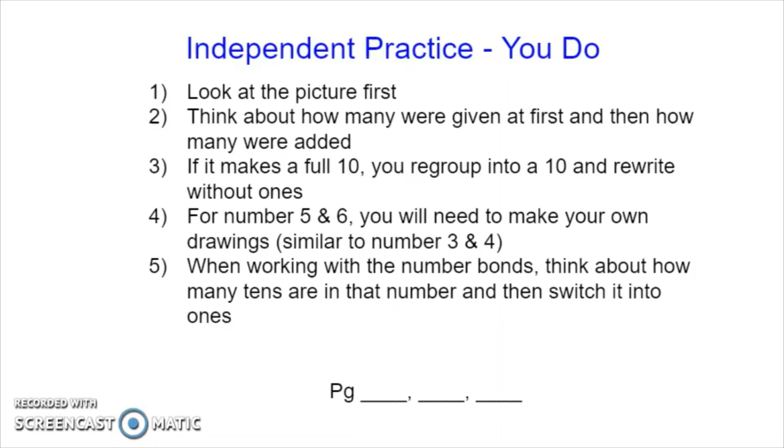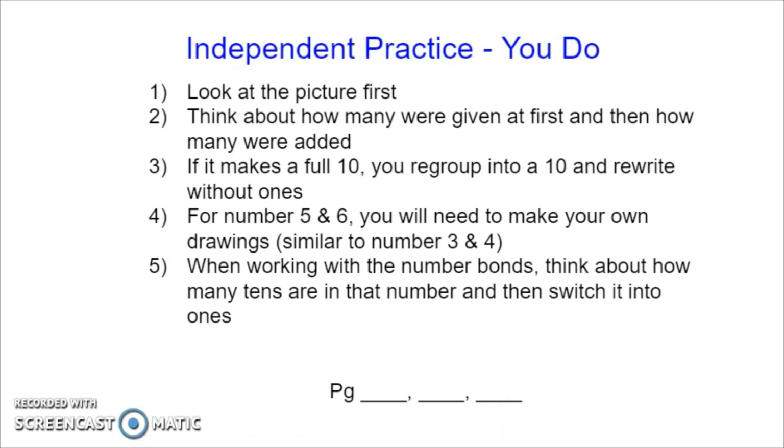As you move into independent practice and exit ticket, my friends, make sure you keep these 5 things in mind. There's a lot to keep in mind as you work through your next problem set. Number 1, look at the picture first. Number 2, think about how many were given at first and then how many were added. If it makes a full 10, you regroup into a 10 and rewrite without the ones. For number 5 and 6, you will need to make your own drawings, similar to number 3 and 4.